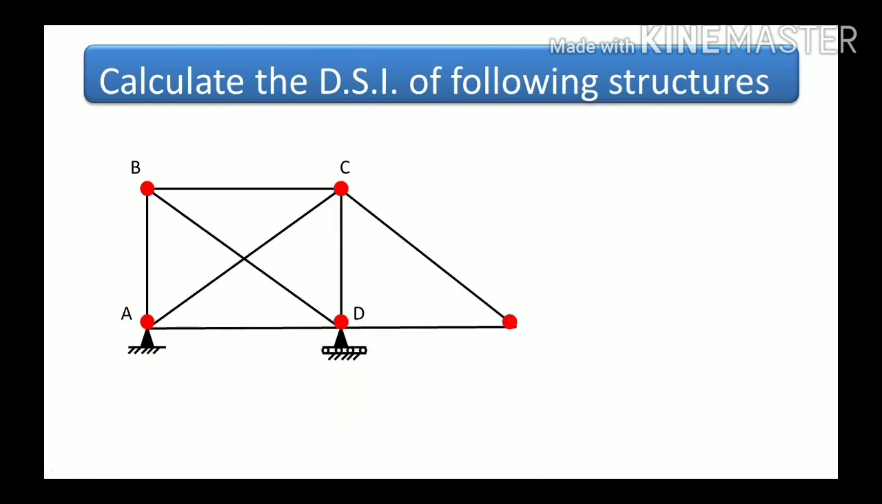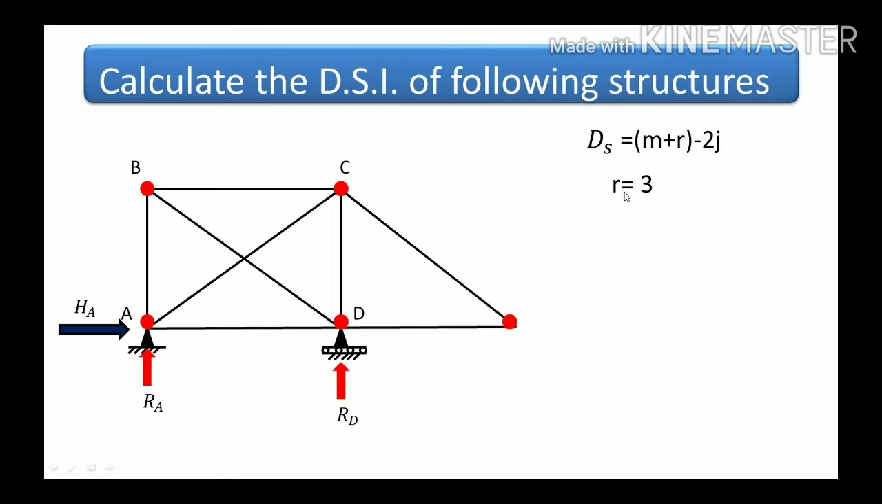Then next, this is a frame A, B, C, D and this is the E here. Now here A support is a hinge support and D support is the roller support. Here the total static indeterminacy formula is (M + R - 2J). Now here there are 3 reactions. At A there are 2 reactions, HA and RA, and at D there is only 1 reaction, that is RD.